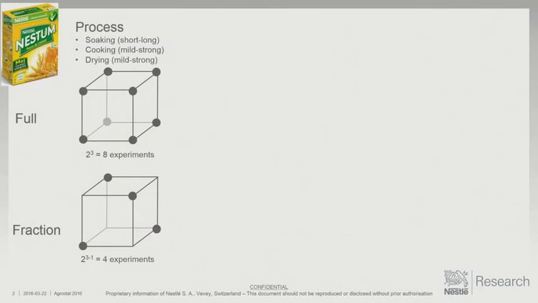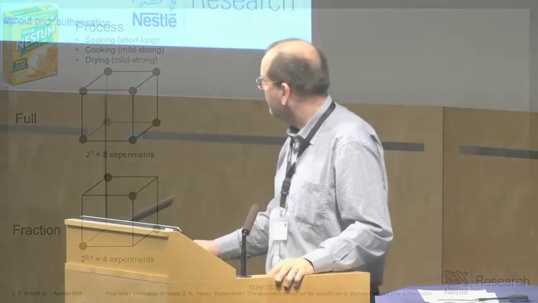If 8 trials I'm not able to do, and this is often the case in the problems that we have, because just one of these trials, perhaps not for infant cereals but for other products, can cost 10, 15,000 Swiss francs, then reducing from 8 to 4 is sometimes extremely important. And that's where we would go with a fractional factorial design with just 4 experiments.